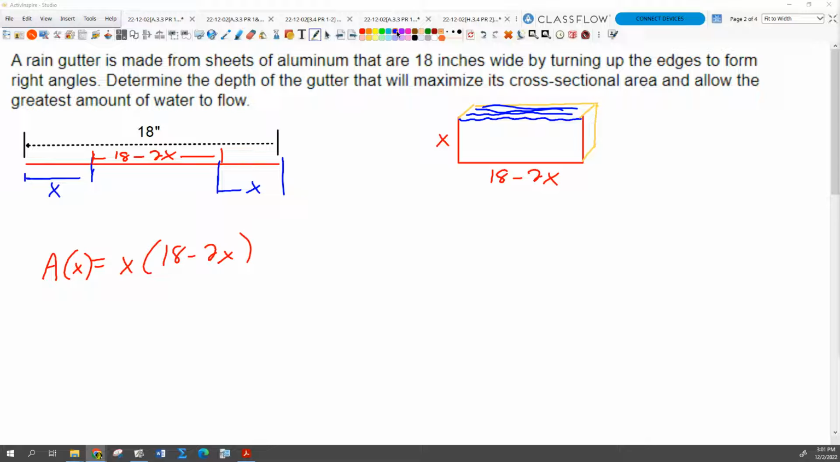So then this is my area function for the cross-sectional area. I could write this as a function of x, right? Because the input variable is x in this case, and I'm calculating area, which is the output. Okay. What if I were to distribute the x? That would put this into a form that we're familiar with.